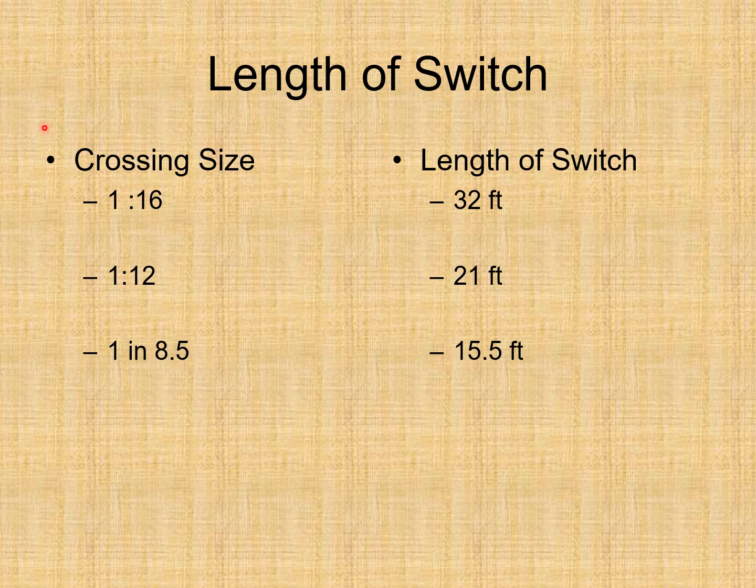Length of switch. The length of the switch can be related to the crossing size, and for the crossing size of 1 in 16, the minimum length of the switch is 32 feet. For 1 in 12, it is 21 feet, and for 1 in 8.5, 15.5 feet. Keep in mind that when you have a larger number in the crossing size, it means you are able to maintain high speed.